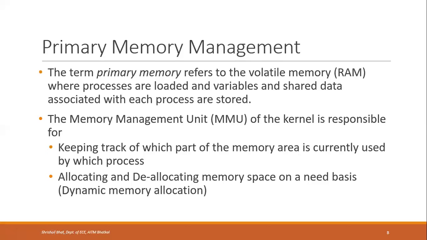There are two ways of using memory. You can either reserve them or you can use them dynamically. In both cases, you need to keep track of which part of the memory area is being used by which running process. This memory management unit does that. Then allocating and deallocating memory space on a need basis, like dynamic memory allocation. Whenever a process needs memory space, it has to be allocated a particular memory space. When it finishes, it can be deallocated. That is done by the memory management unit.